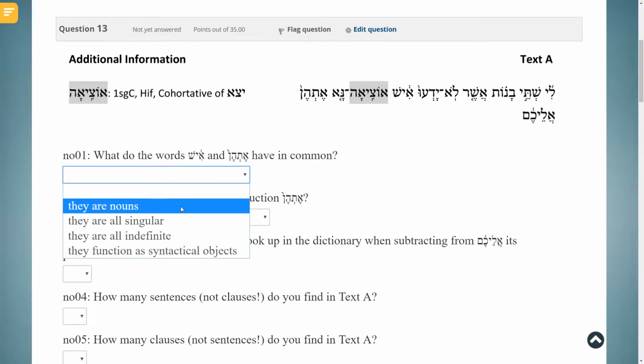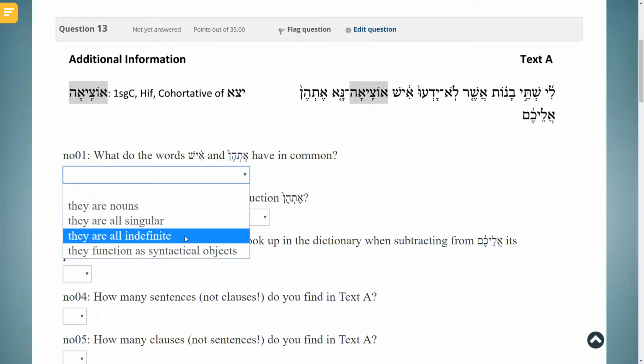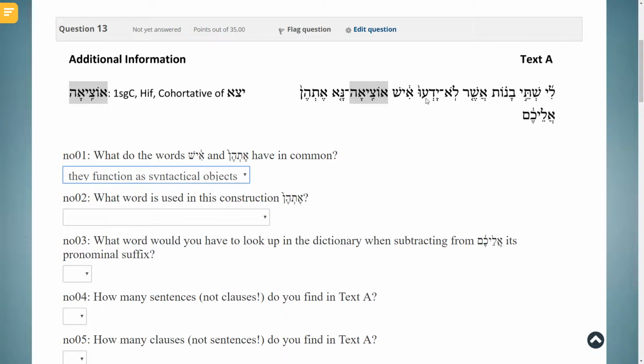Well, are they both nouns? No, they are not. Are they both singular? Well, they are not. Are they all indefinite? Definitely not. You see the pronominal suffix. They all function as syntactical objects. To know a man, to bring them out.